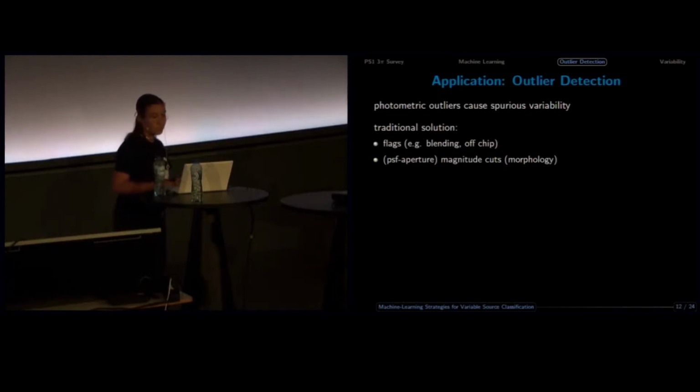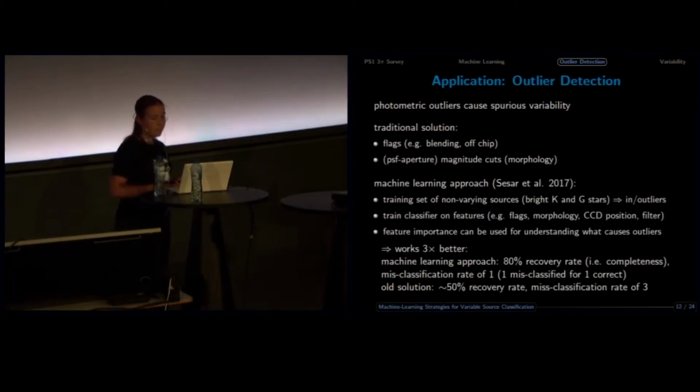What we did was apply machine learning, starting out with a bunch of objects where we assume there is no significant variability going on, for example bright K and G stars. This enables us to find out if there are any outliers based on how the observations were done. Then we can train on that and find out what is causing outliers.